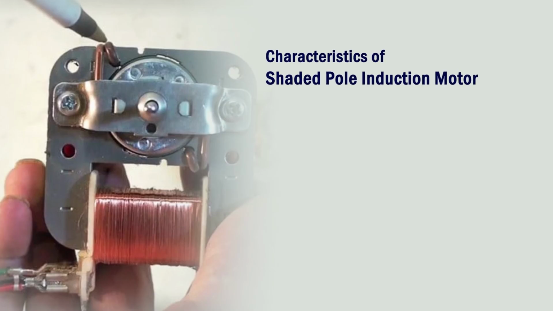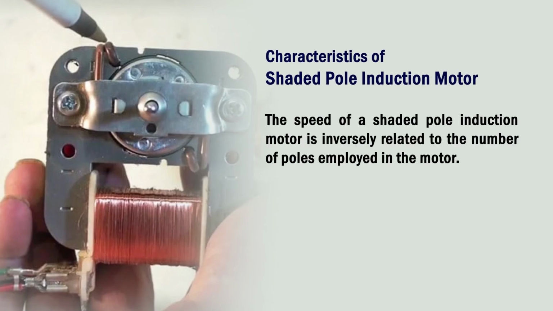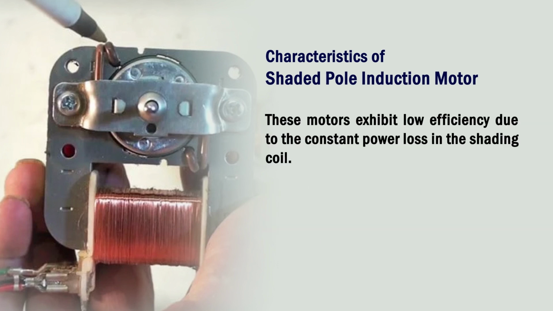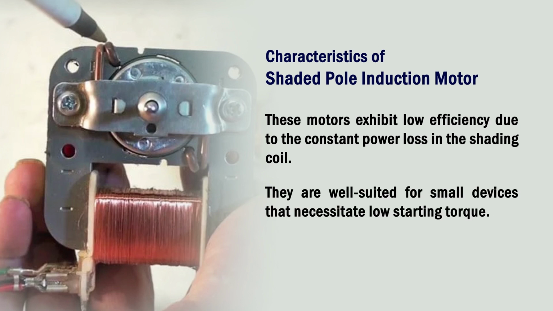Now the characteristics of shaded pole induction motors are: the speed of a shaded pole induction motor is inversely related to the number of poles employed in the motor. Shaded pole induction motors generate minimal starting torque, approximately 50% of the full load torque. These motors exhibit low efficiency due to the constant power loss in the shading coil. They are well suited for small devices that necessitate low starting torque.